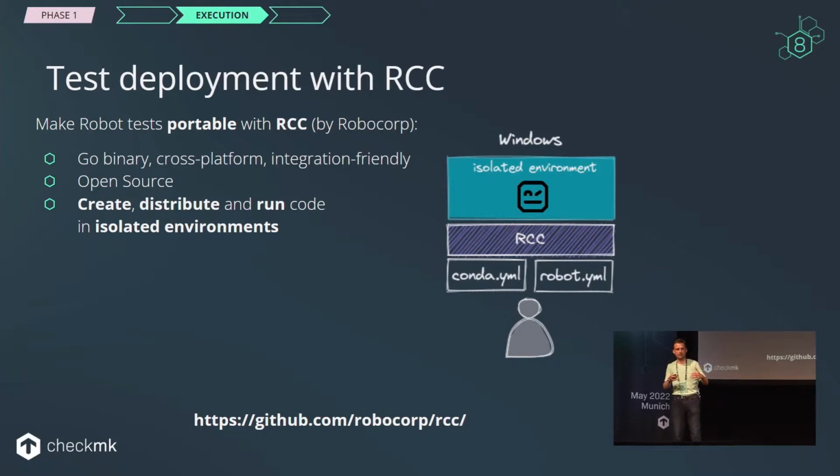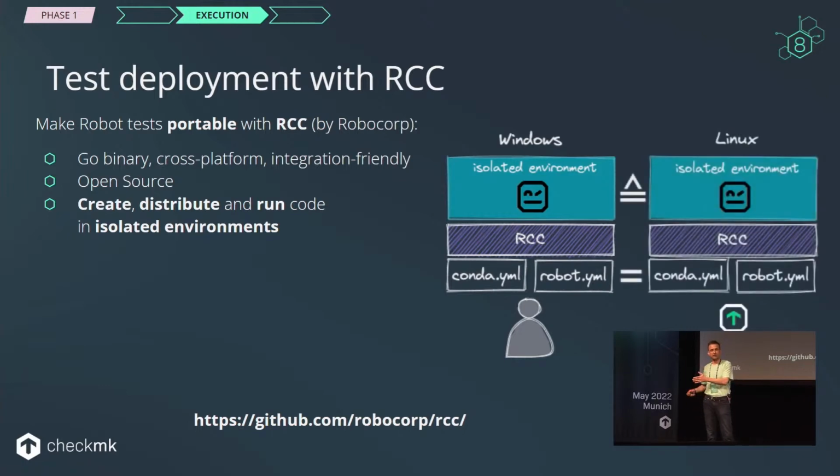To give you an example or an analogy, if you compare this with a Docker container, the Docker file specifies what should be inside a container image, and the entry point defines what should be executed when the container starts. And with these 2 files and the RCC binary, you're able to produce the same runtime environment on your machine, on the machine of your colleagues, or on the machine where the test should run.